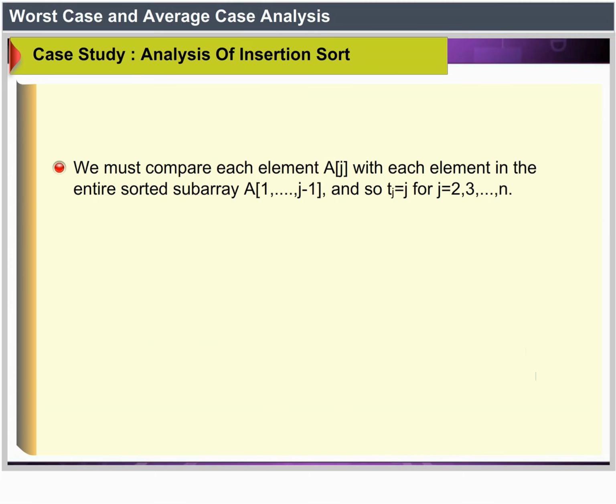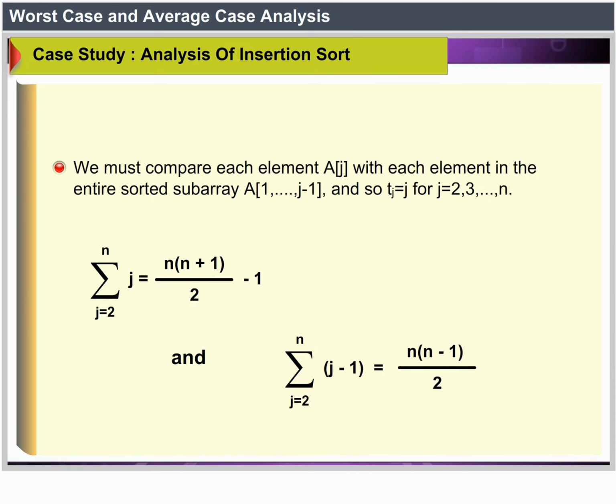Summation of j equal to 2 to n of j equals n(n+1)/2 minus 1, and summation of j equal to 2 to n of (j minus 1) equals n(n minus 1)/2. The worst case running time of insertion sort is shown here. Express this worst case running time as a n squared plus bn plus c for constants a, b and c that again depend on the statement costs Ci. It is thus a quadratic function of n.